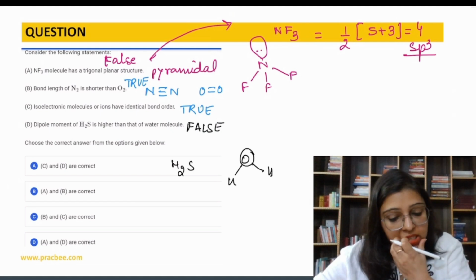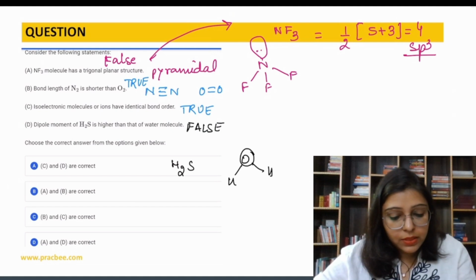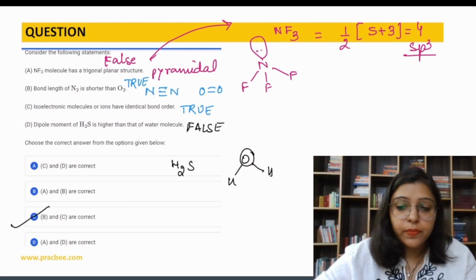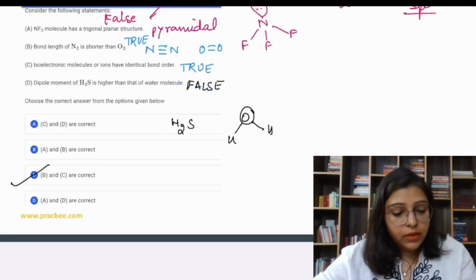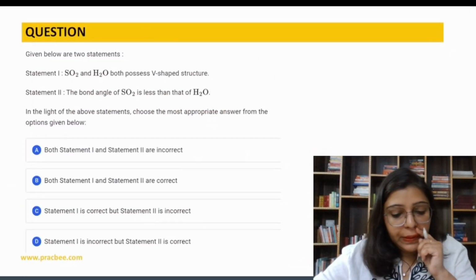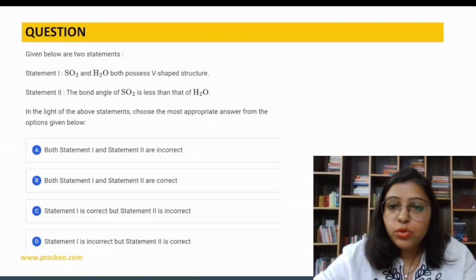So out of all the statements, what are the correct statements? B and C, they are the correct statements. Right? Now let's do the next question. Next question. SO2 and water both possess V-shaped structure.